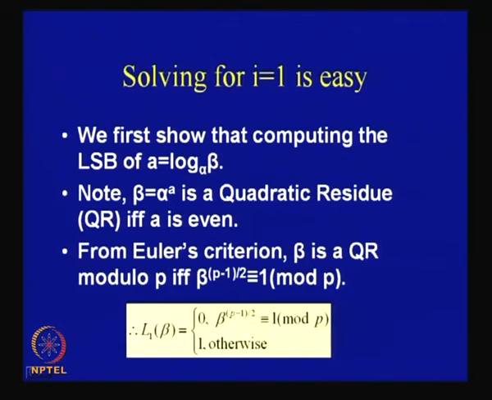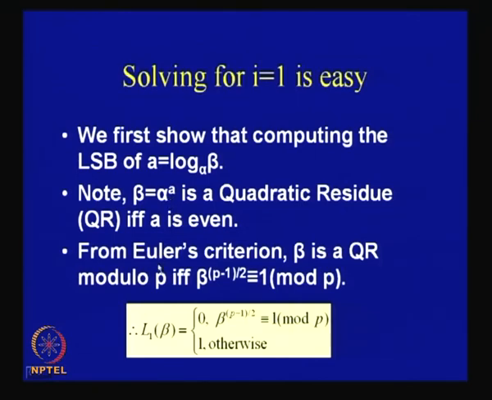So if I say that beta equals alpha to the power a, then beta is a quadratic residue if and only if a has to be even. Okay. So, therefore, beta will be a quadratic residue if and only if a is even.